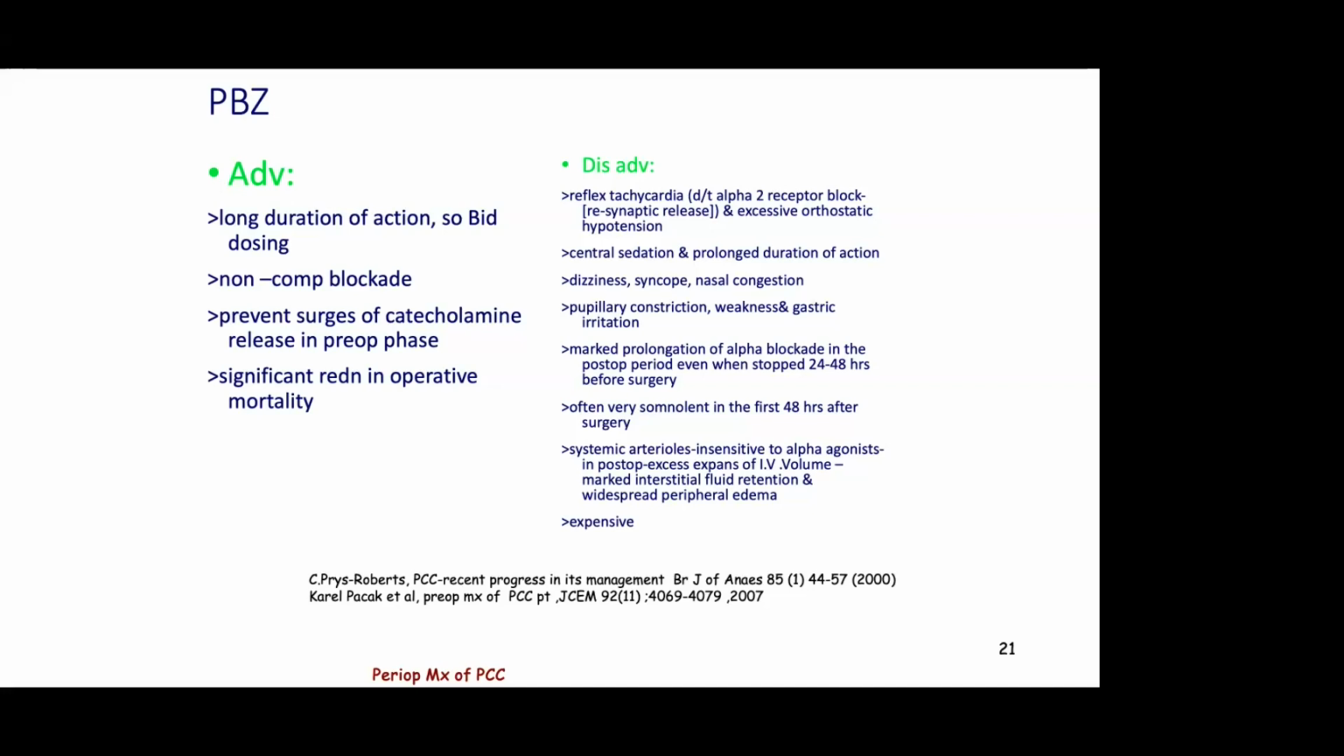And systemic arterioles are insensitive to alpha agonists. So in post-op, excess volume can actually go into the interstitial fluid, because the drug is still within the body. And the drug is quite expensive compared to prazosin, but it is affordable.